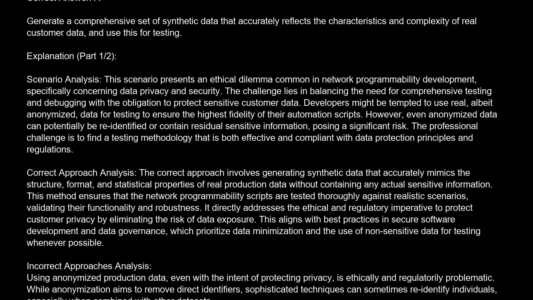The correct answer is A. Generate a comprehensive set of synthetic data that accurately reflects the characteristics and complexity of real customer data, and use this for testing. Explanation. Scenario analysis.